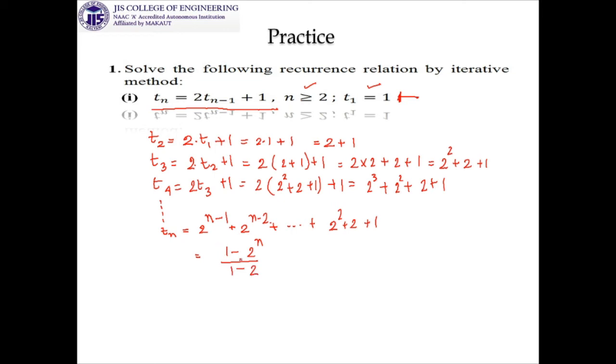Someone can write it in the reverse order also. The numerator and denominator both will be reversed, and we are going to get 2 to the power n minus 1 as the solution. And already we have discussed that we will not be able to target how to find out T1 from this, because T1 is given and n is starting from greater than or equal to 2. So now, if the problem is clear, we are going forward for another practice problem.